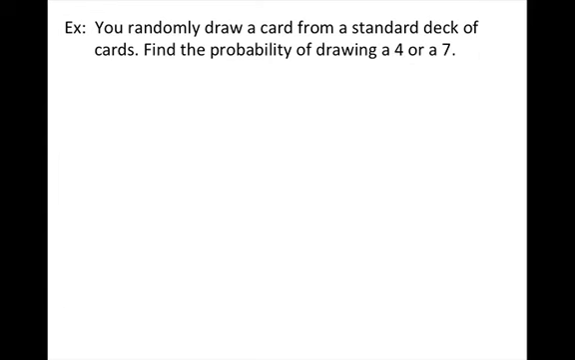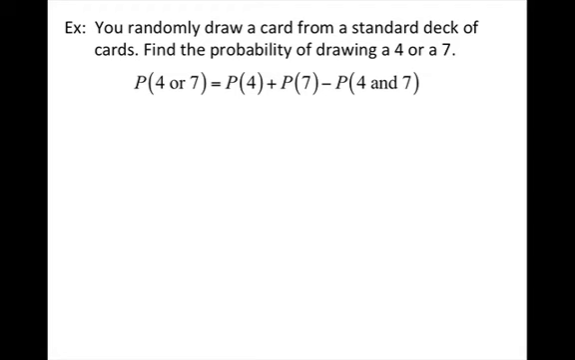In the next example, you randomly draw a card from a standard deck of cards. Find the probability of drawing a 4 or a 7. So the probability of drawing a 4 or a 7 is the probability of drawing a 4 plus the probability of drawing a 7 minus the probability of drawing both a 4 and a 7.